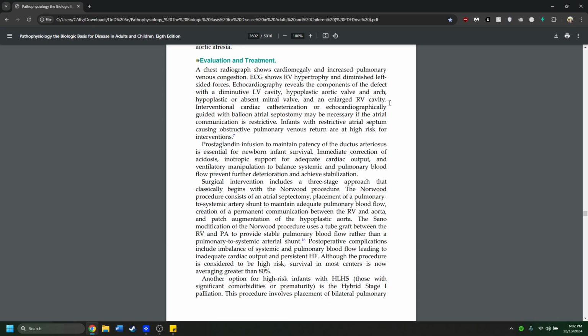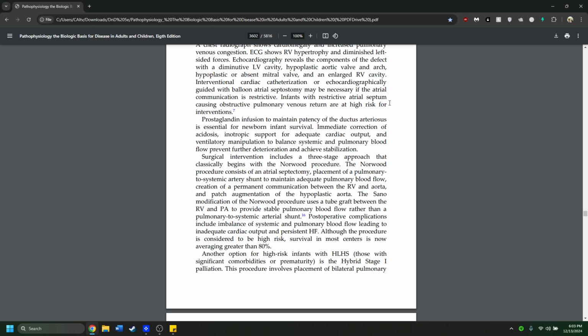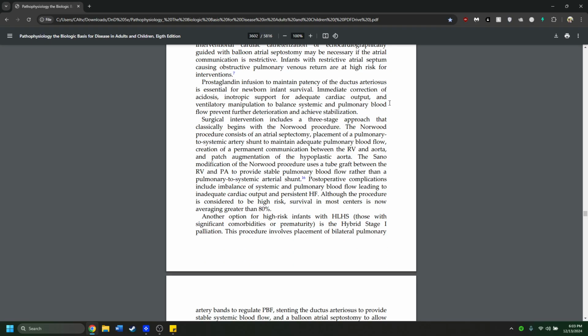Interventional cardiac catheterization or echocardiographically guided balloon atrial septostomy may be necessary if the atrial communication is restrictive. Infants with restrictive atrial septum causing obstructive pulmonary venous return are at high risk for interventions. Prostaglandin infusion to maintain patency of the ductus arteriosus is essential for newborn infant survival.